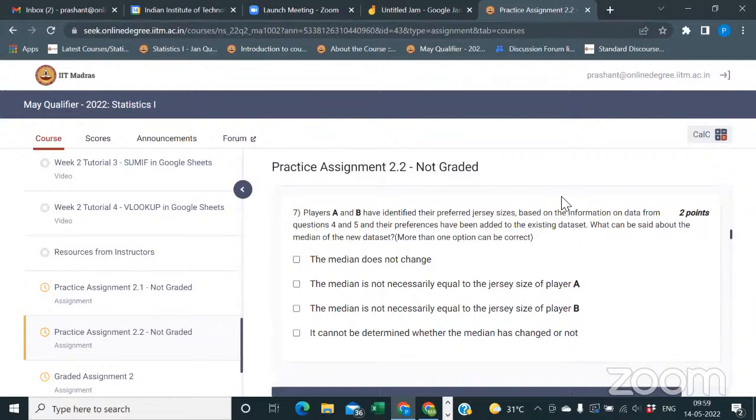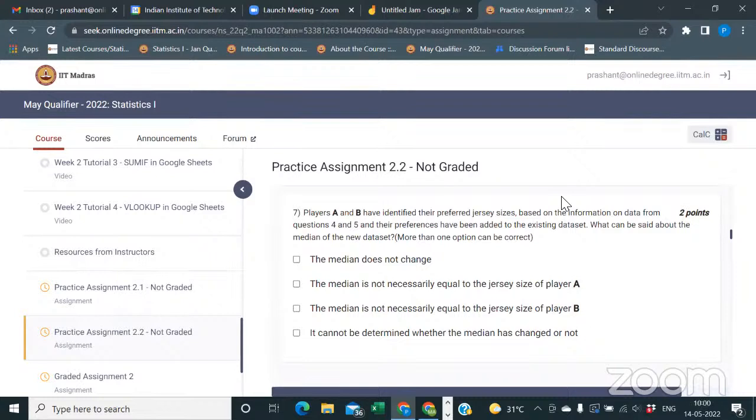B and C: the median is not necessarily equal to the jersey size of player B and C. Okay, and what is the correct one? The correct one is 1 and 2, like A and B.